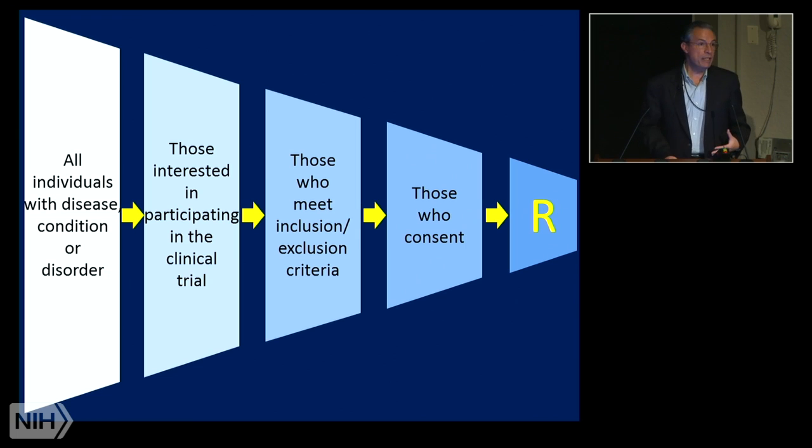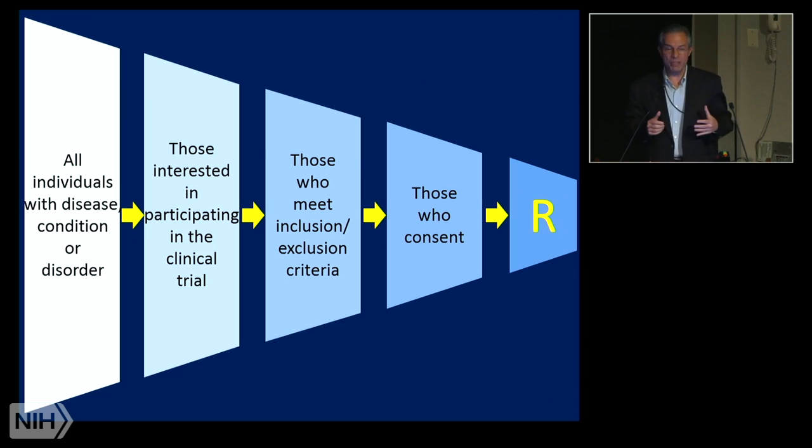So the point here is, if you think that you have a random sample of all the people with the disease, that's not quite right. But it's not so much of a problem because of randomization. And that's what we're going to talk about today.